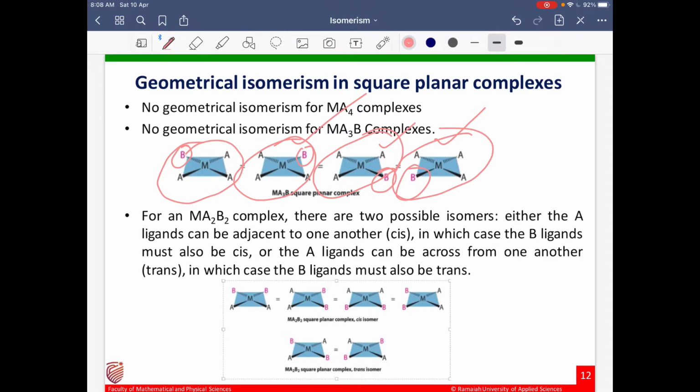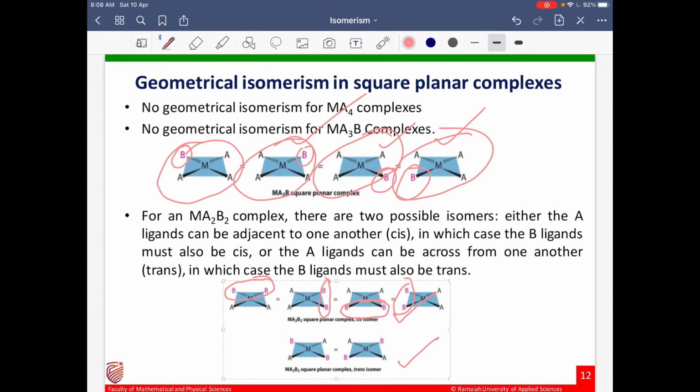For an Ma2b2 complex, two types of ligands, two of each. There are two possible isomers. Either the a ligands can be adjacent to one another, that is cis, in which case the b ligands must also be cis, or the a ligands can be across from one another, in which case the b ligands must also be trans. So here we can see the cis isomer and the trans isomer. Here the b ligands are together, adjacent to each other.